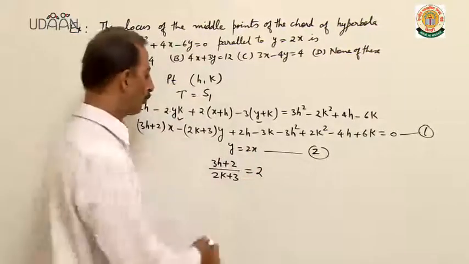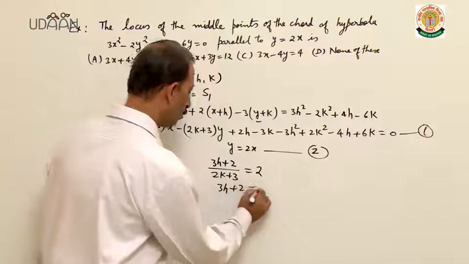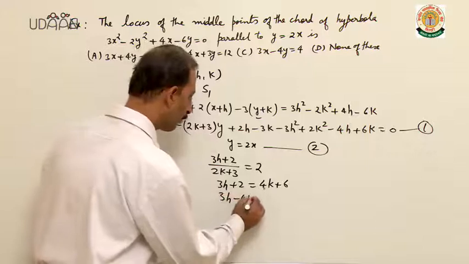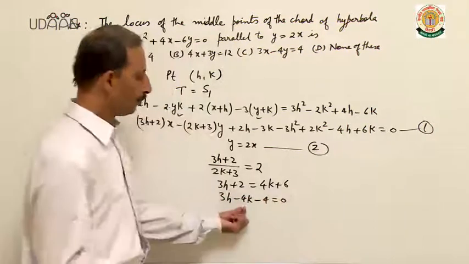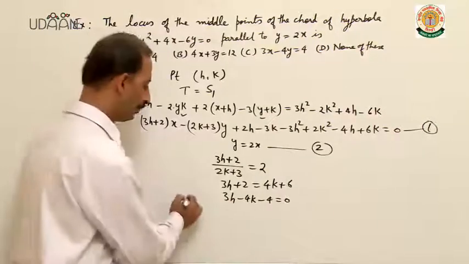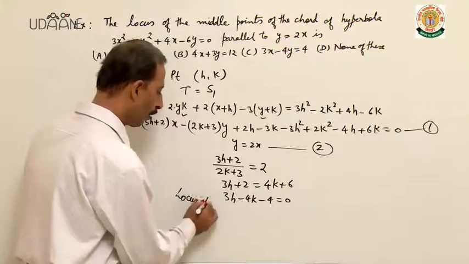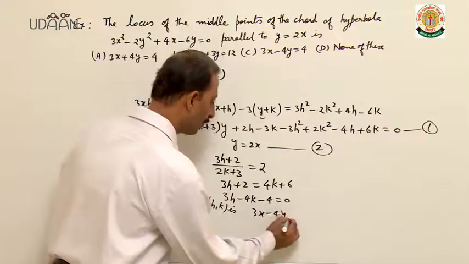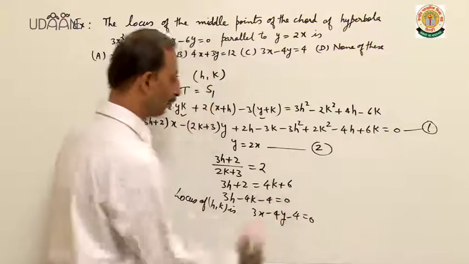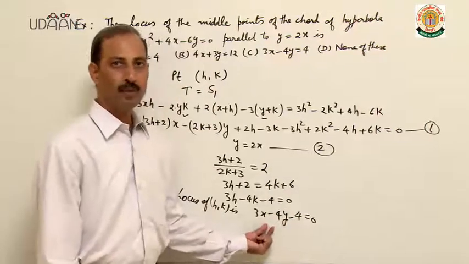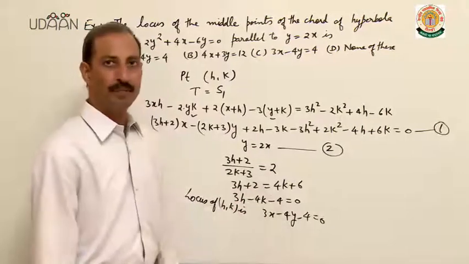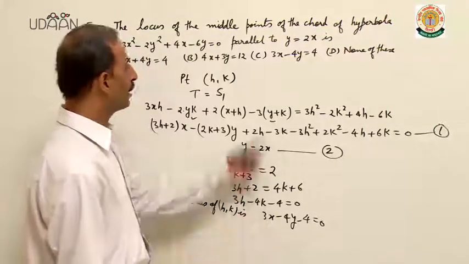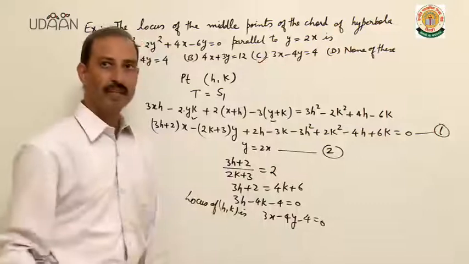Simplify this, how much you will get? 3h plus 2 is equal to 4k plus 6. Transfer all the terms to the one side. 3h minus 4k minus 4 equal to 0. What is the locus of h and k? So locus of h, k is 3x minus 4y minus 4 equal to 0. That is the locus of this h and k point. Now match your answers. So 3x minus 4y is equal to 4 is given here. That is C option is the correct option.